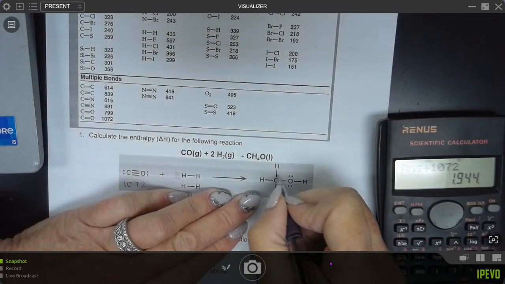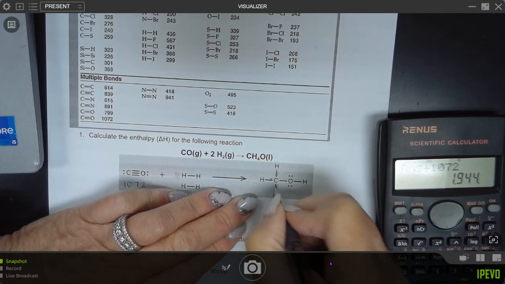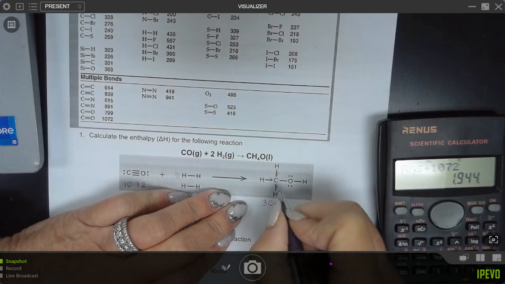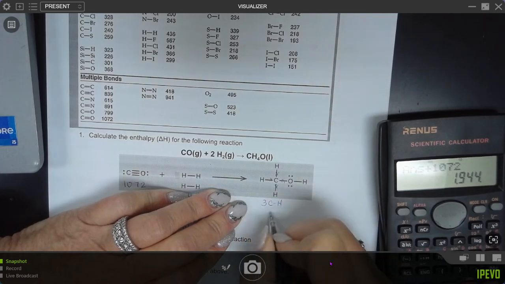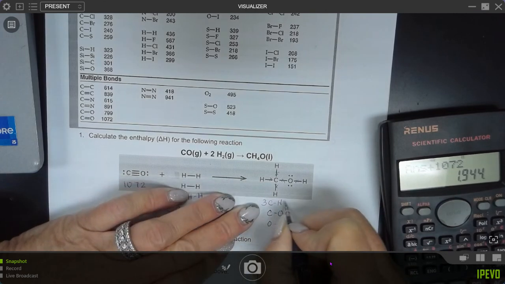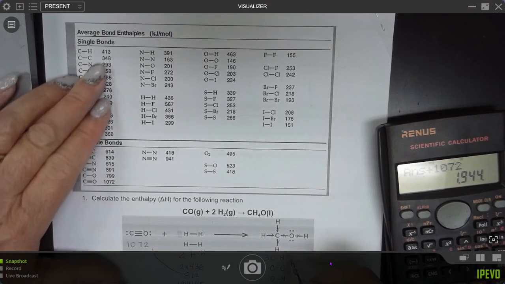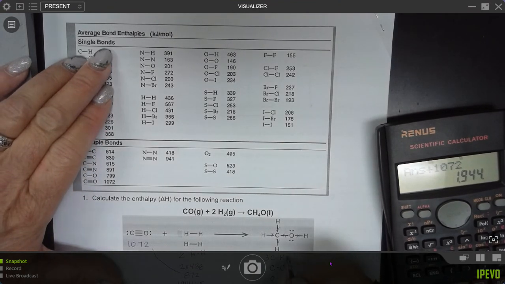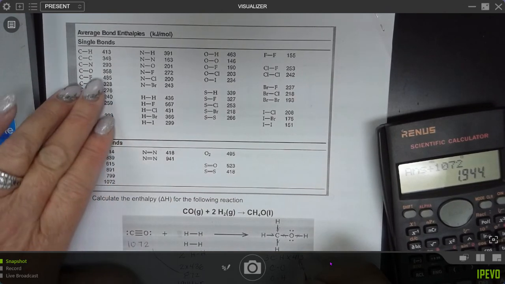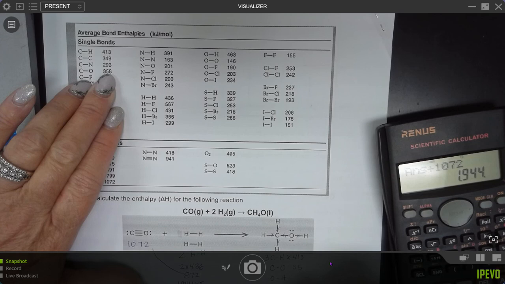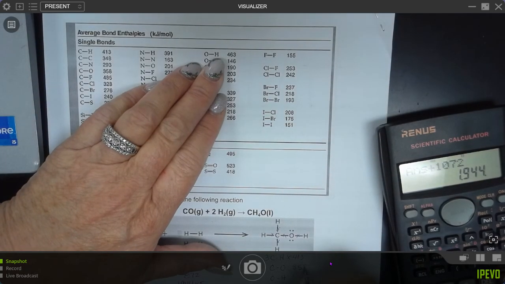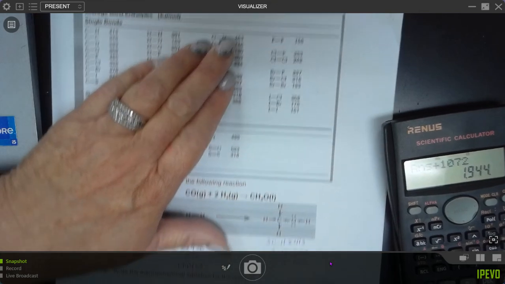We've got to count the bonds. So we have 1, 2, 3 CH bonds. We have 1 carbon-oxygen bond and 1 oxygen-hydrogen bond. Okay, so let's see. Carbon-hydrogen is 413. Carbon-oxygen is 358. And oxygen-hydrogen is 463.